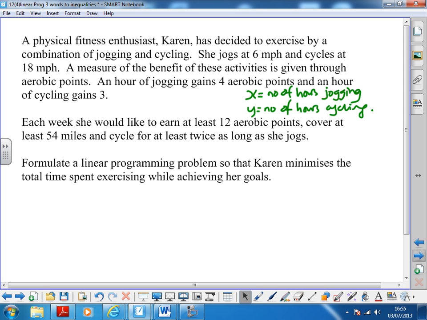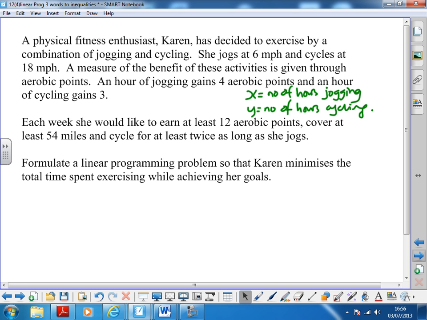Is that wrong? Well, each week she'd like to earn at least 12 aerobic points. It sounds like our profit line, but not profit line. Cover at least 54 miles. Oh yeah. Although actually, that's all right, isn't it? Miles per hour. I think this is going to be really complicated, but I think the hours thing is okay. We might have to come back to that. But at the moment, if we work with X as hours and Y as number of hours, we'll just see if it goes wrong.